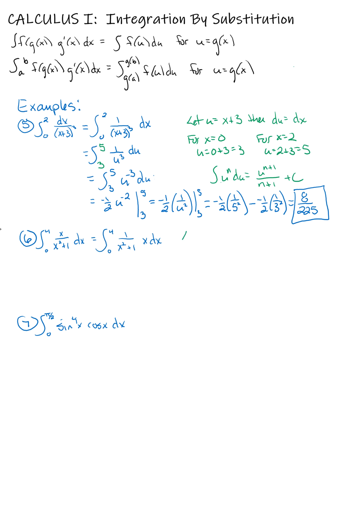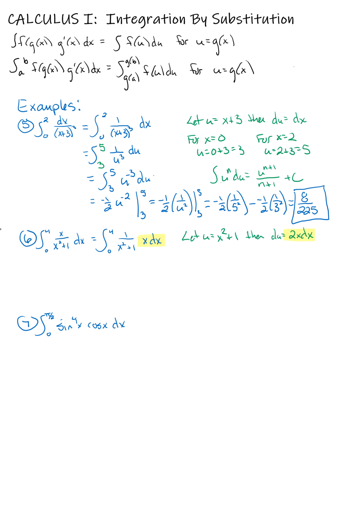If I want to pick a u, remember it's that inside function, and I notice that x squared plus 1 is in the denominator, so that's going to be my inside function. So that's where I'll start for u. And if u is x squared plus 1, then du would be 2x dx. So this is nice, that's good. This whole u I want to have here in the back.